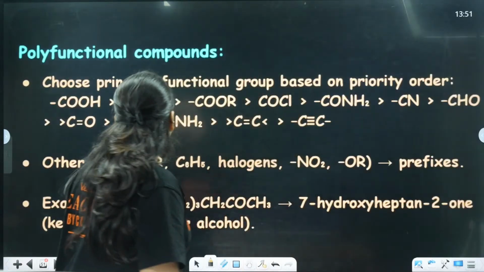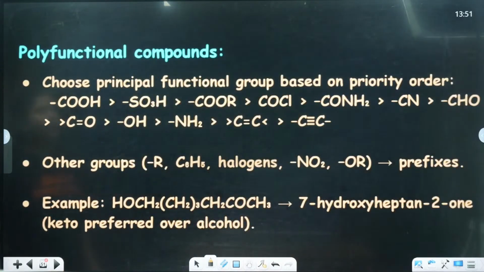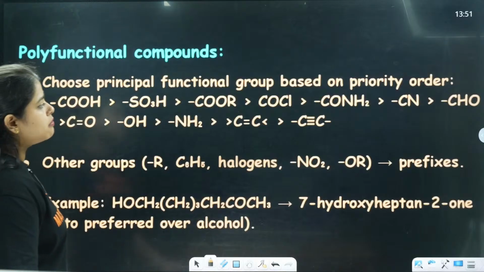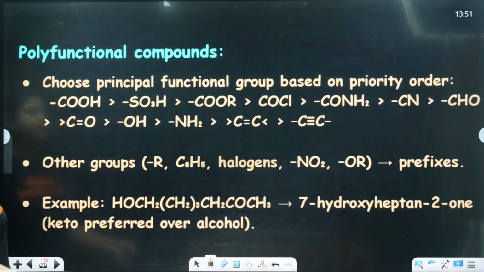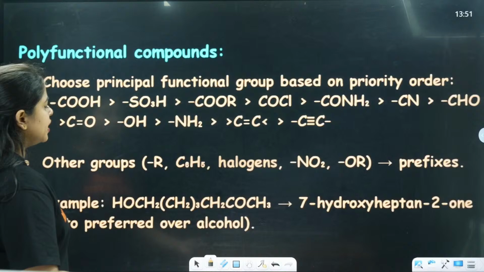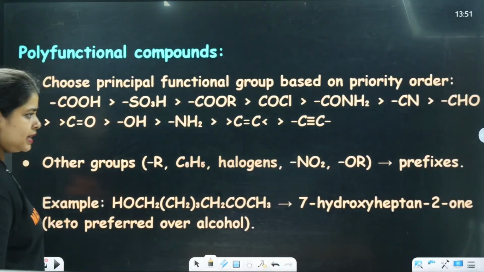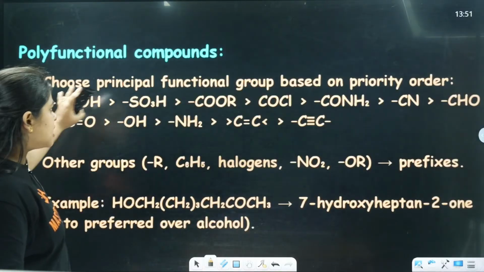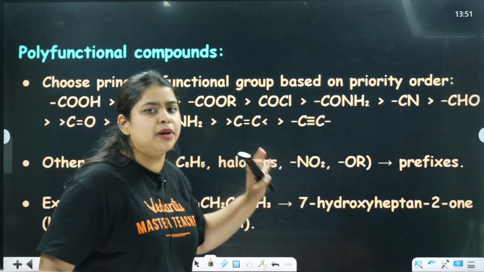Next comes what? Polyfunctional compounds. So polyfunctional compounds are what? Choose the principal functional group based on the priority order. So according to the priority order you are going to fix it. Like COOH is greater than SO3H, then greater than SOR, then greater than COCl. Next comes CONH2, then CN, CHO, CO, OH, NH2, C=C and C triple bond C. So this is going to be the principal functional group based on the priority order. These are the priority orders which you people need to remember, okay.